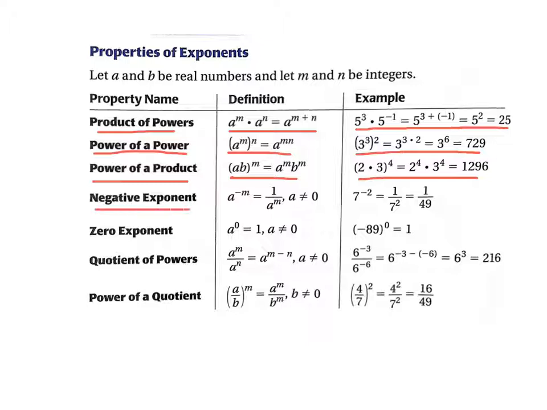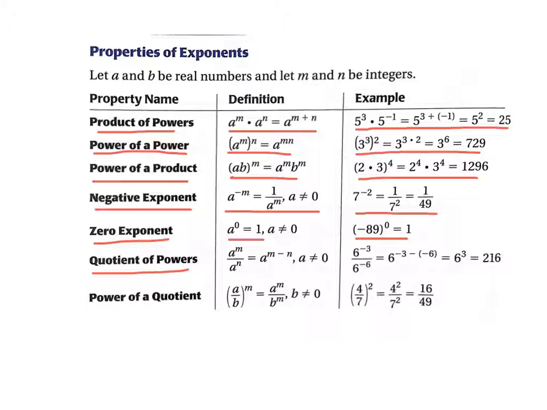Negative exponent is just a reciprocal. It flips whatever number has the negative exponent on it. For example, if you have 7 to the -2, it becomes 1 over 7 squared. A zero exponent, anything to the 0 power is 1. And I mean anything, even -89 to the 0 power is 1. X to the 0 power is 1. And I'll show you why in class tomorrow.